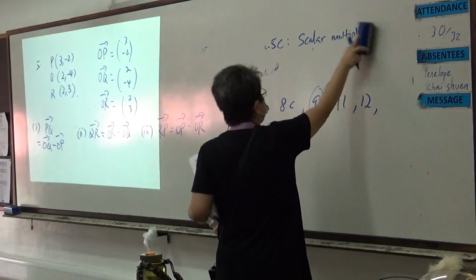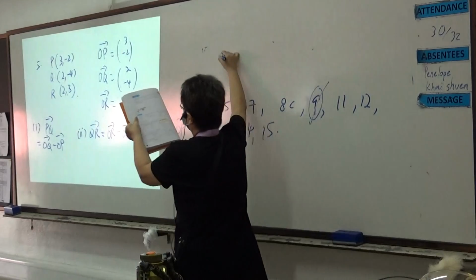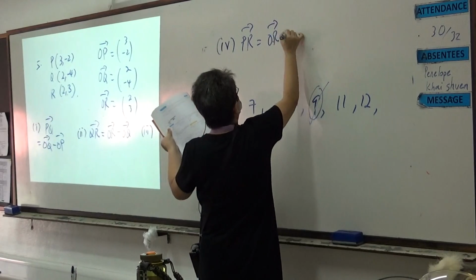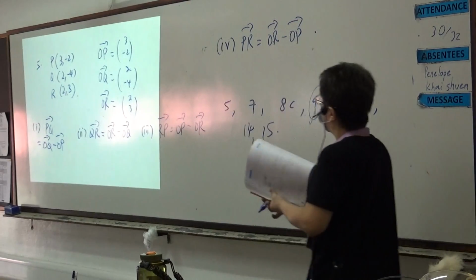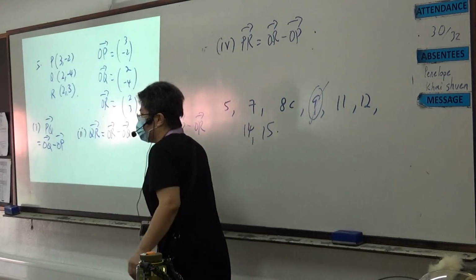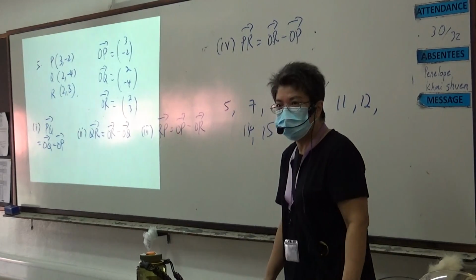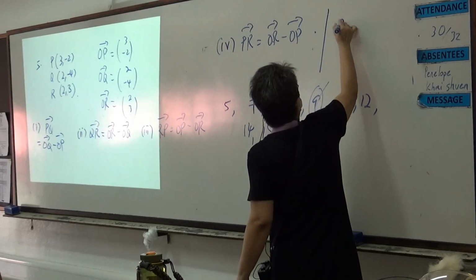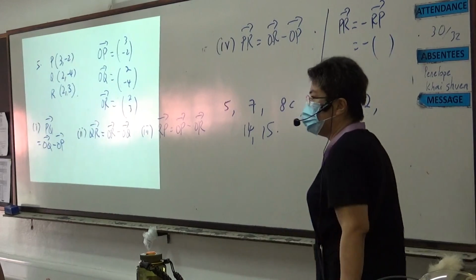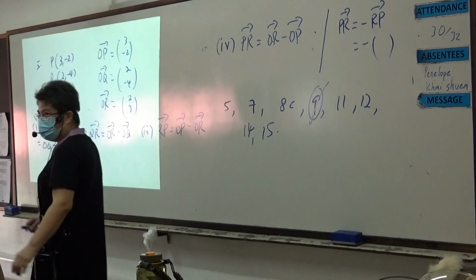Have you all copied this already? Please copy. Part 4. PR. OR minus OP. Now, actually, I want to tell you this. There's no need to find PR. I can get the answer from here. Why? Just a negative of it. Do you get what I'm talking about? You can do this, or you can say PR is just the negative of RP. Then you just take negative of the one, then you can get the answer. Okay? Alright, so can you do number 5 for me first? Now, all of you.